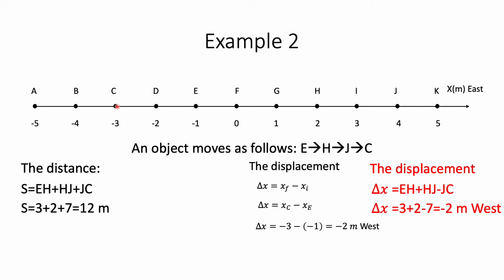To validate my answer for the displacement, let's see on the line itself. It moved from E and it ended at C. So started from E, ended at C. E is at -1 and C is at -3. So it moved 1 meter, 2 meters west. So -2 meters west. Okay, so this is how we validate. The displacement is the direct distance from the starting position to the ending position, which is this line.